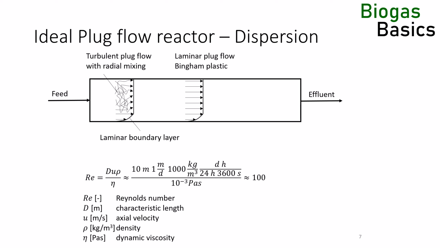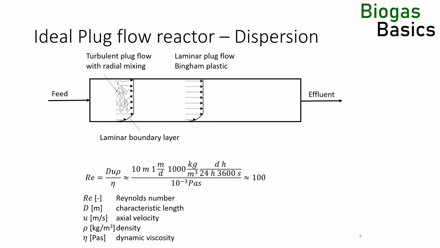The transition from laminar to turbulent is at Reynolds numbers over 2000. In reality, the viscosity of digestate is higher than that of water, so the Reynolds number is even lower. AD plug flow reactors will always be laminar. The formula shown here is for a Newtonian fluid. For power law and Bingham fluids it becomes more complicated, but the flow will still be laminar.